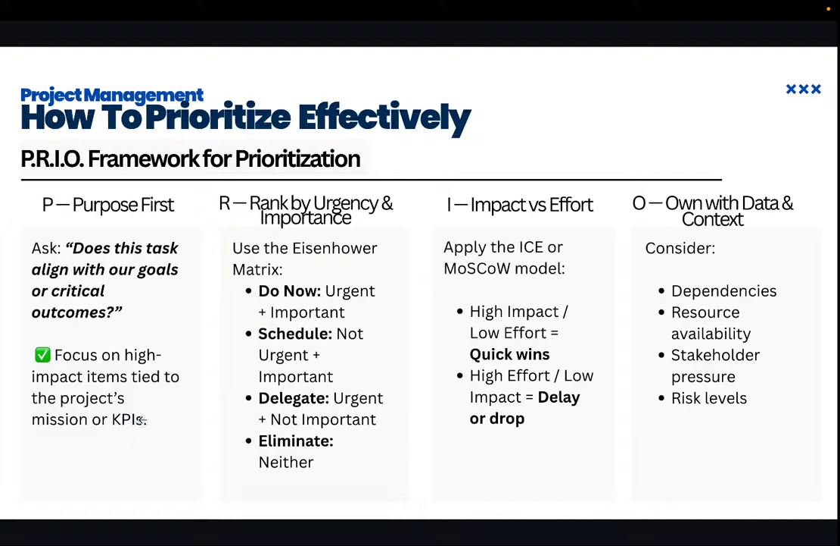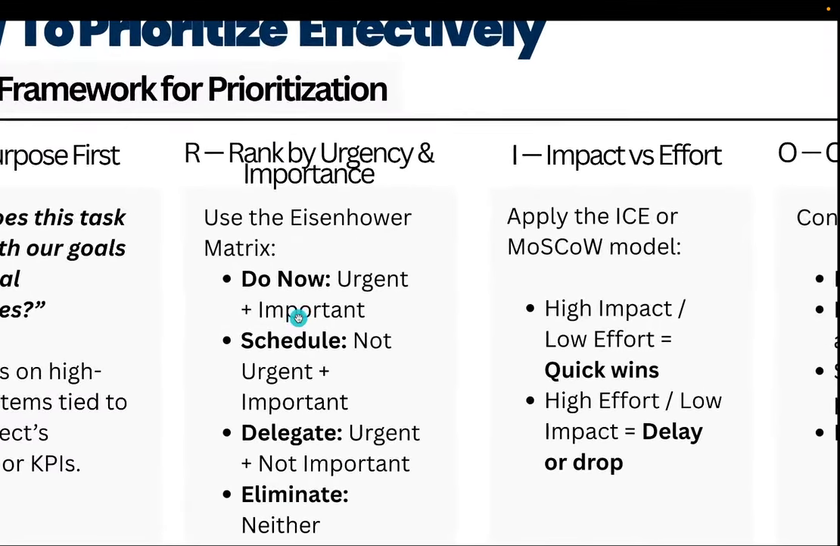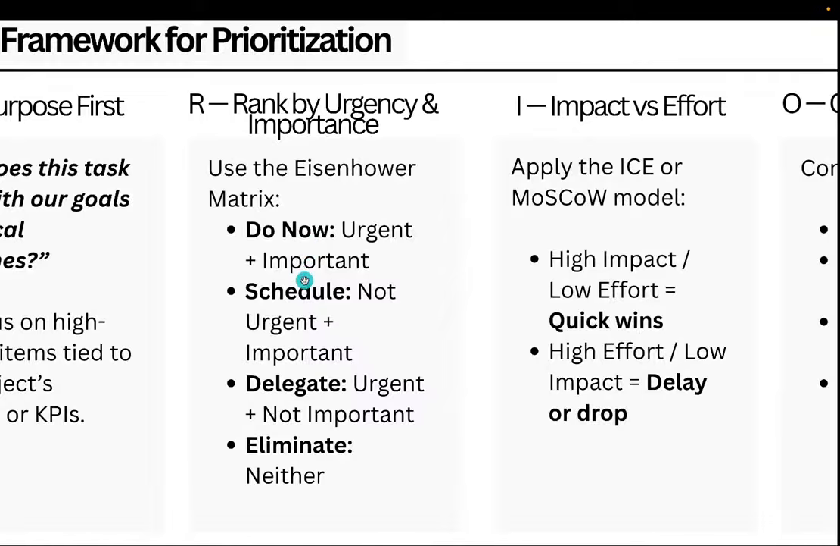So you need to know the purpose first. Now the next thing you do is rank by urgency and importance. Right? So you can use the Eisenhower matrix. We have the do now, schedule, delegate, and eliminate. So if the task is urgent and important, then it means you have to do it now.